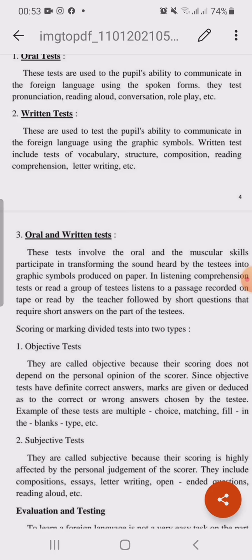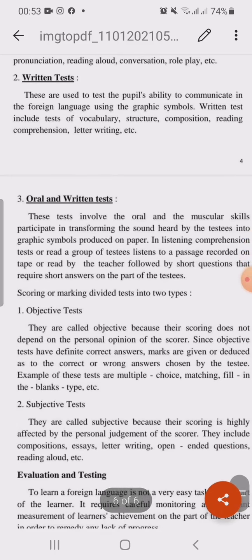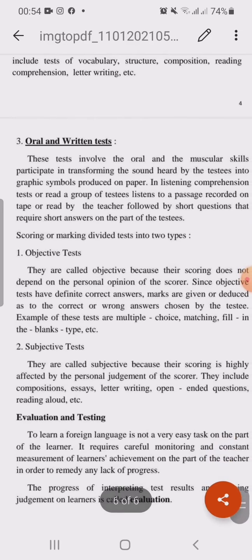Written tests. These are used to test the pupil's ability to communicate in the foreign language using graphic symbols. Written tests include tests of vocabulary, structure, composition, reading comprehension, letter writing. That is, these test the meanings the students possess, structures, composition, comprehension and letter writing.